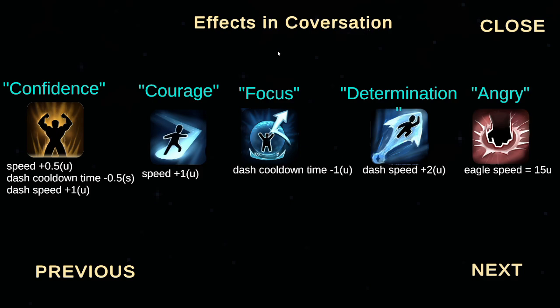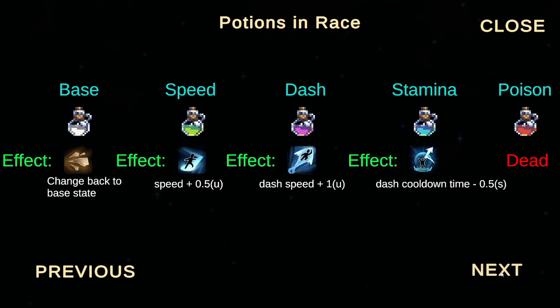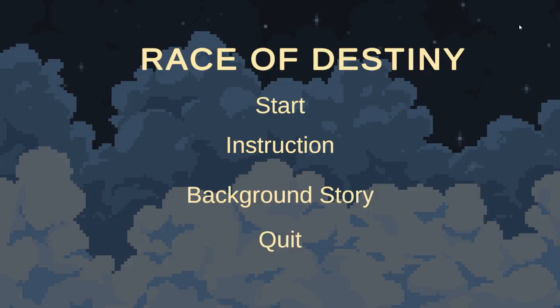Effects in conversation. Confidence gives you speed +5, dash cooldown time -0.5, and dash speed +1. So speed and dash speed. Courage. Potions of my life. All right, this special is effects. Too much to front load onto a player before they've even seen the game. Hopefully it's all going to make more sense when we get into it. I'm hoping at the very least this appears as an info screen in the game as well. All right, let's get the background story.